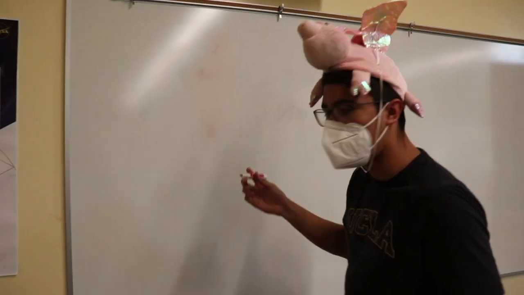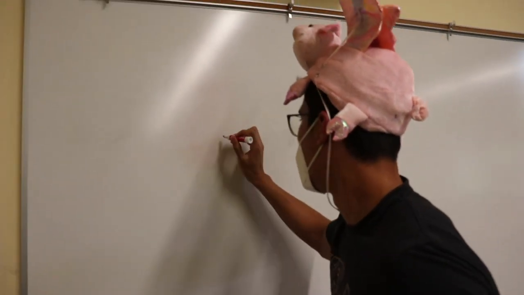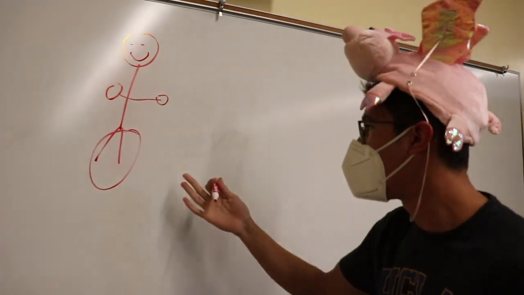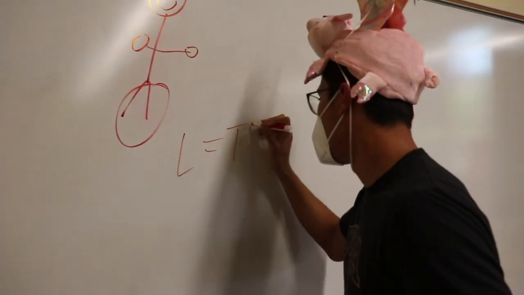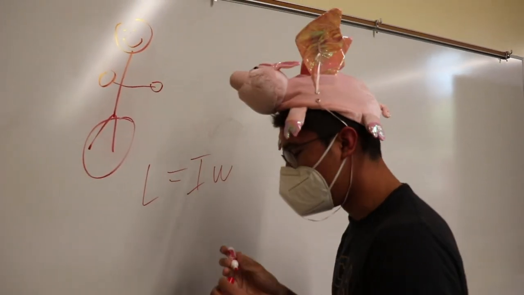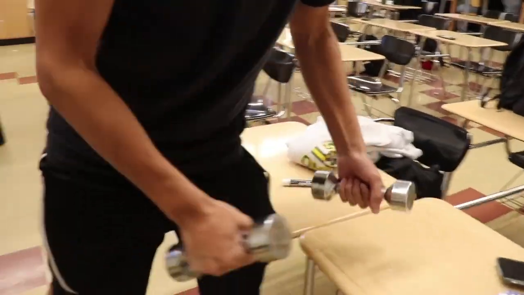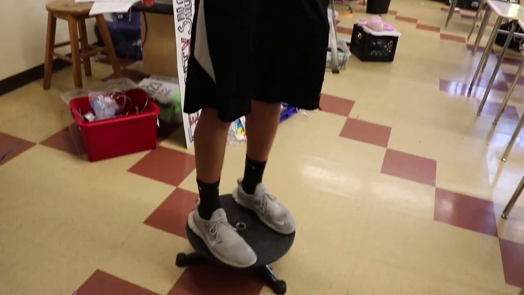All right, so basically, the moment of inertia of this guy. You see, this guy has an angular momentum, which is equal to moment of inertia times angular velocity. To demonstrate this, we will be using weights and a spinner. Whoa.